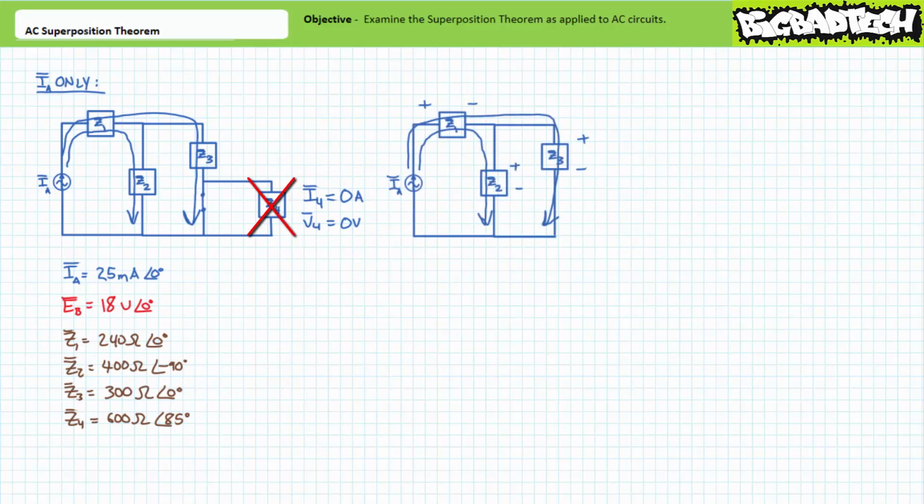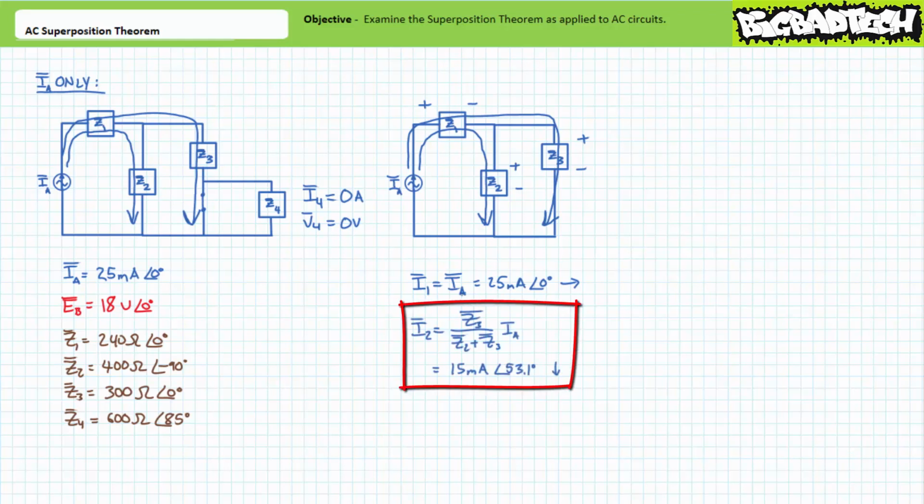With impedance element Z4 removed from consideration, current will flow through the circuit as indicated. Sinusoidal AC current source IA will force 25 mA at an angle of 0 degrees through impedance element Z1. I1 equals 25 mA at an angle of 0 degrees, traveling left to right. Current will split into two paths, one through impedance element Z2 and the other through impedance element Z3.